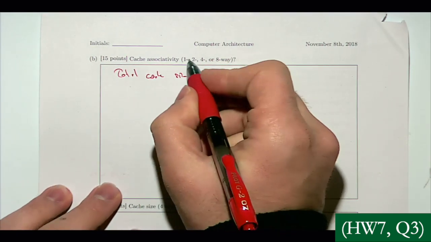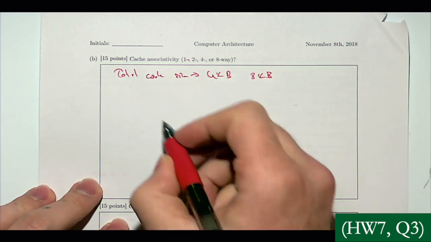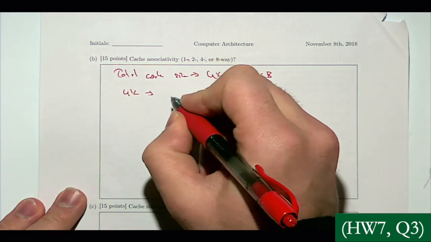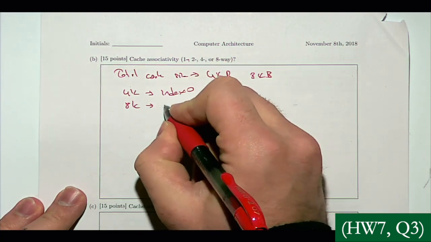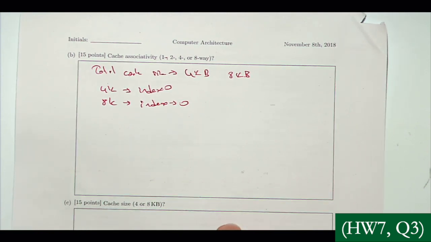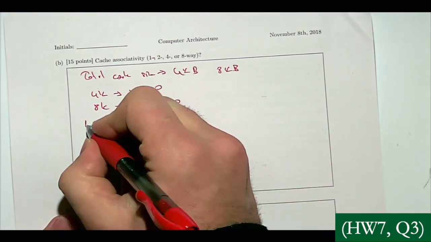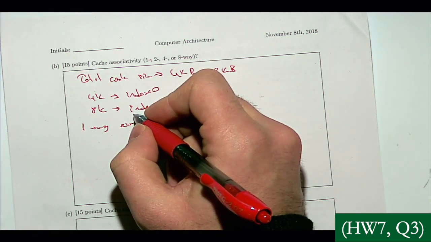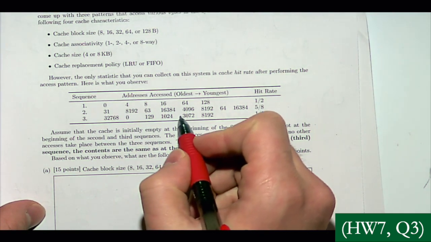So for this one, if this is a one-way associative cache, then for the 4 kilobyte cache, all the multiples of 4K address accesses will try to access the index of 0, right? And for the 8K, again, it will try to access the index of 0 if the cache size is 8 kilobytes. So we need to keep this in mind first. And then let's assume that this is one-way associative, and write down all the accesses that are multiples of 4K.